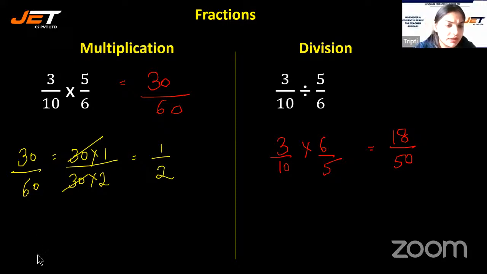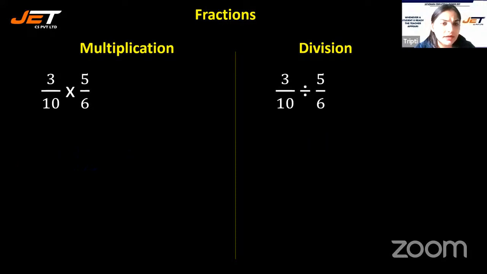Wait. I'm so sorry here. 1 second. It's 3 by 5 is 15 and 10 by 6 is 60. I wrote 30 there by mistake. I'm so sorry for that. 3 times 5 is 15, 10 times 6 is 60. And here 3 by 10, division will change into multiplication. It is 6 by 5.